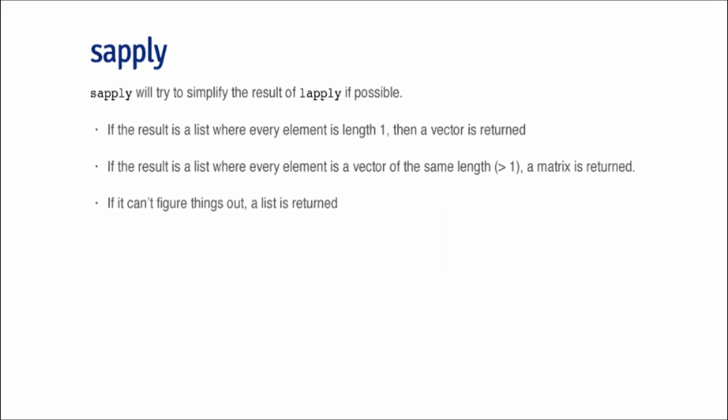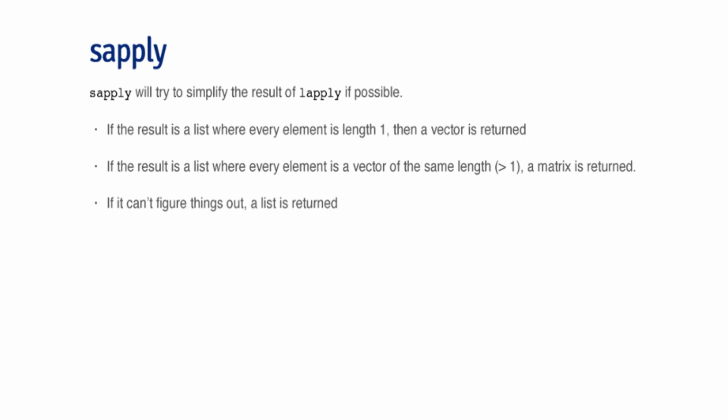So sapply is just a variant of lapply, and all it does is it tries to simplify the result of lapply if possible. Recall that lapply always returns a list, but sometimes you don't want a list. Sometimes you just want something different. So for example, if the result is a list where every element is of length 1, then sapply will return a vector of all those elements. Usually you don't want a list where every element is a single number, for example.